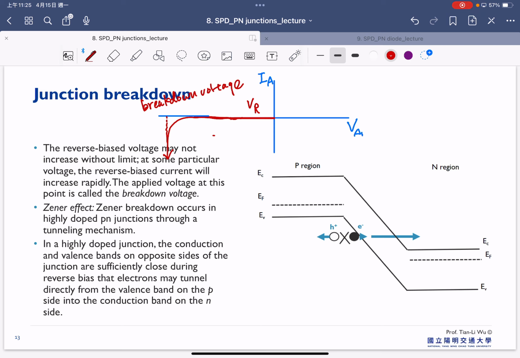So this is something that we cannot explain by the Venn diagram. So that means there must be some other mechanism happening. So that's why we will discuss it in this slide. The reverse bias may not increase without limit. At some particular voltage, the reverse bias current will increase rapidly. The applied bias at this point is called the breakdown voltage.